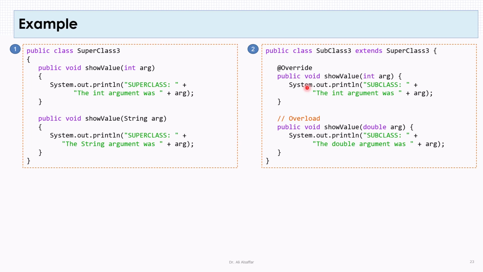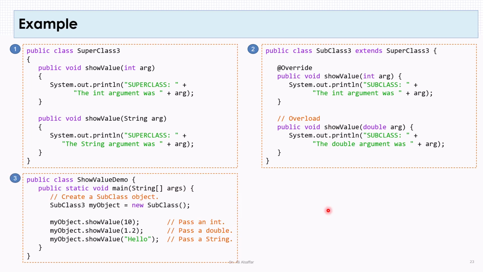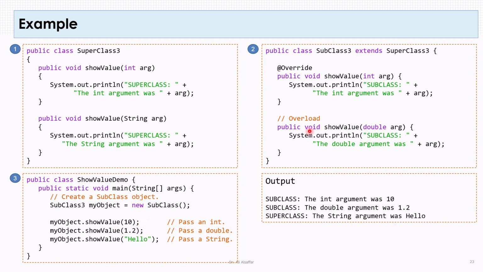Now to tell the compiler that this is an overriding method, we precede the method definition with the annotation @Override. So that if we make a small change and it does not appear exactly in the SuperClass, even the name is not the same or the parameters are not the same, then the compiler will issue a syntax error. So when we create an object from the subclass and we call the method showValue with an integer input parameter, then it is going to call the overridden method. So the output will be, when we supply 10 as input parameter, it's going to call this method, and the printout will be: subclass, the int argument was 10.